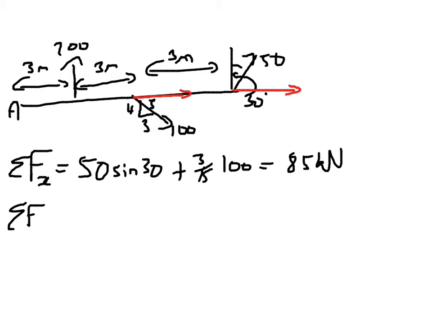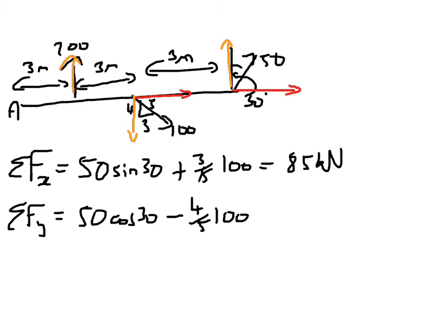Similarly, in the Y direction, you're going to have Y components here, there, and there. The first one is going to be 50 cos 30. The second one I drew is going to be minus, because it's going downwards, 4/5 of 100. The third one, also going upwards, is going to be plus 200. And that all equals 163.3 kilonewtons.